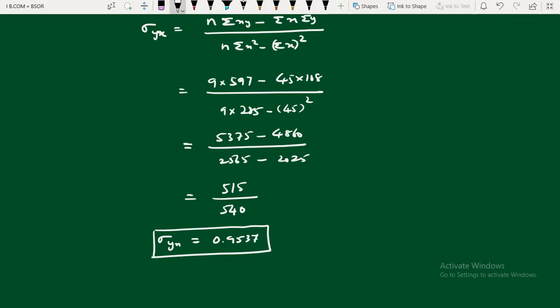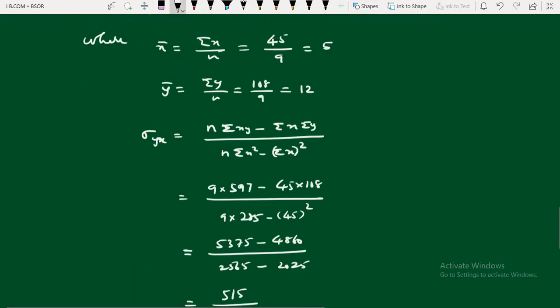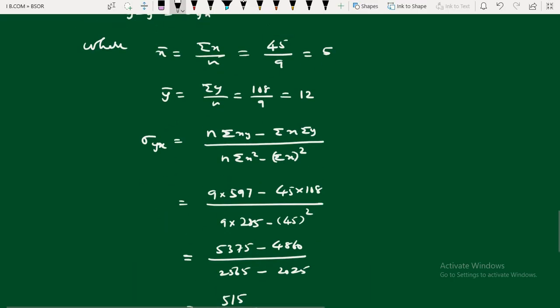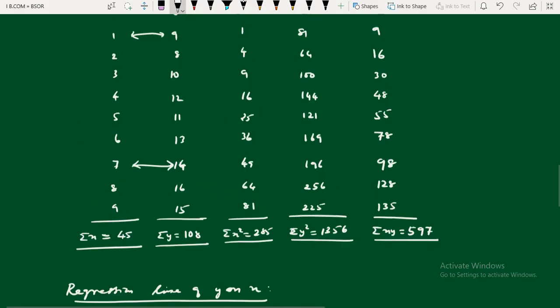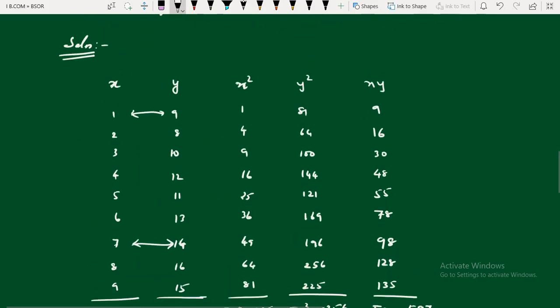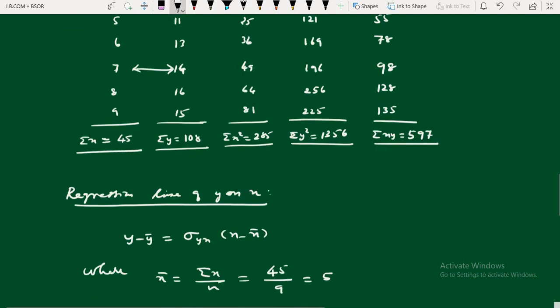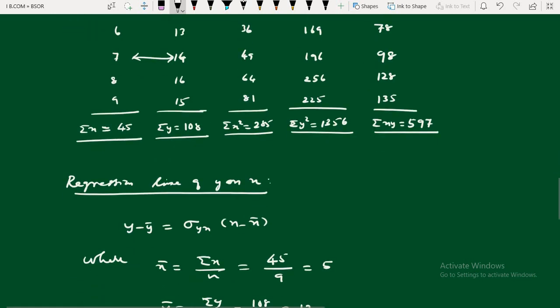See that sigma yx is positive. That means sigma xy will also be positive by the property. To find sigma xy, that will also be a positive value. That work I leave for you. You just find the equation of x on y. For that purpose only I found summation y square, which we use for the equation of x on y.